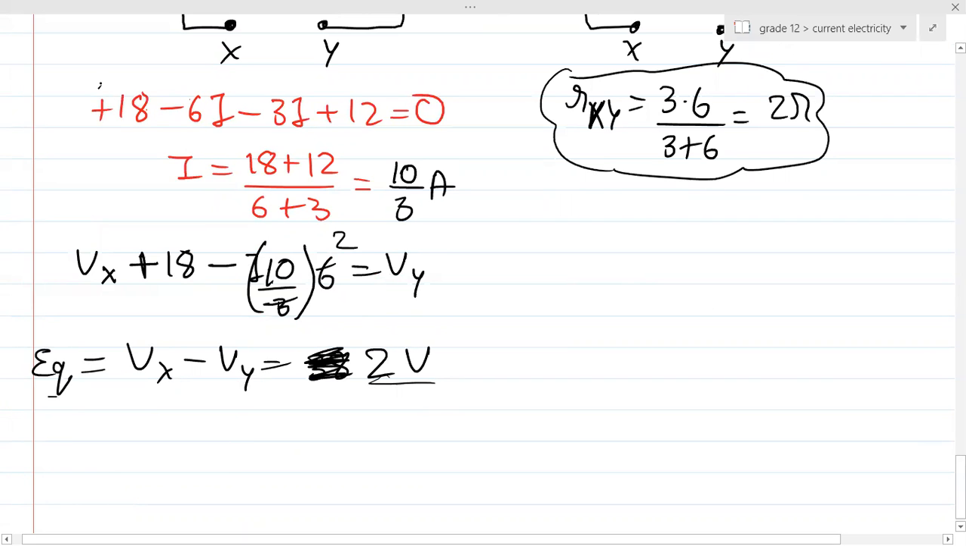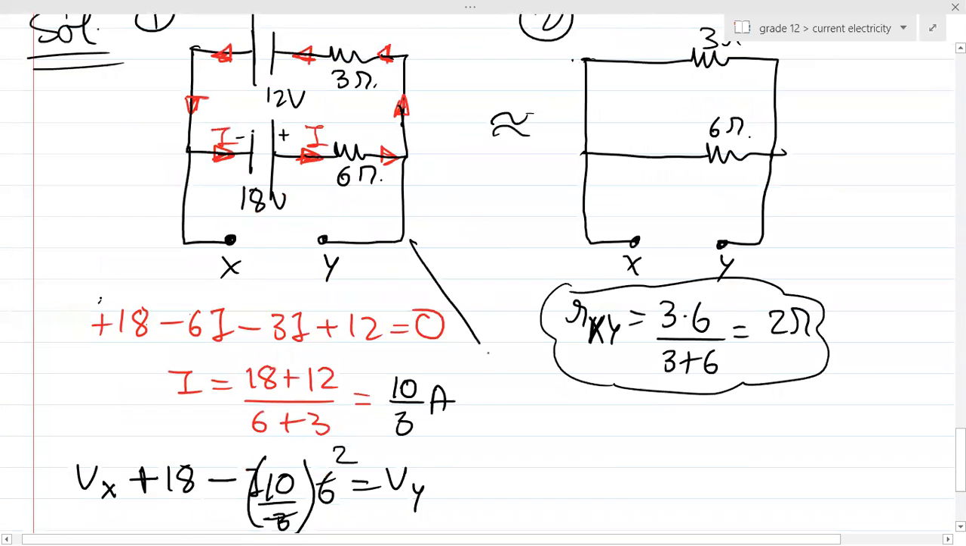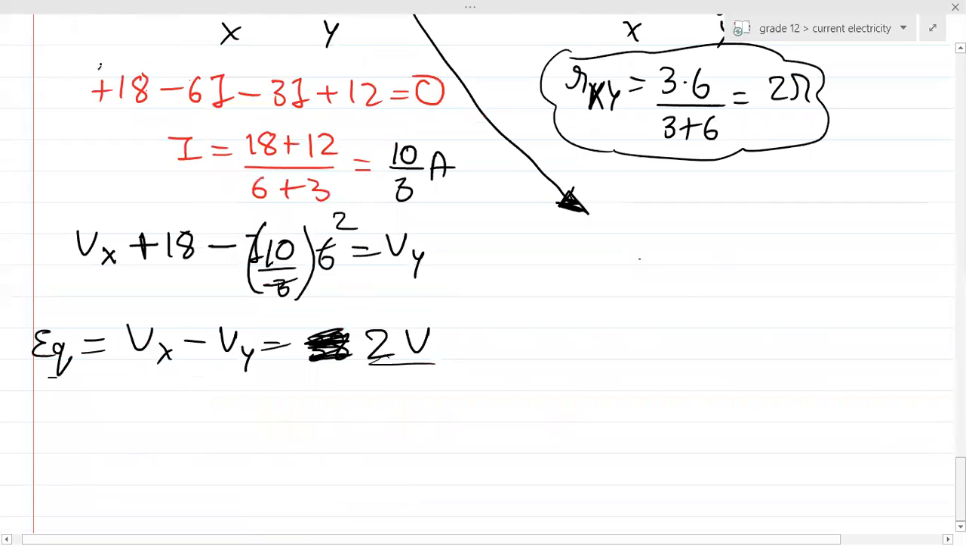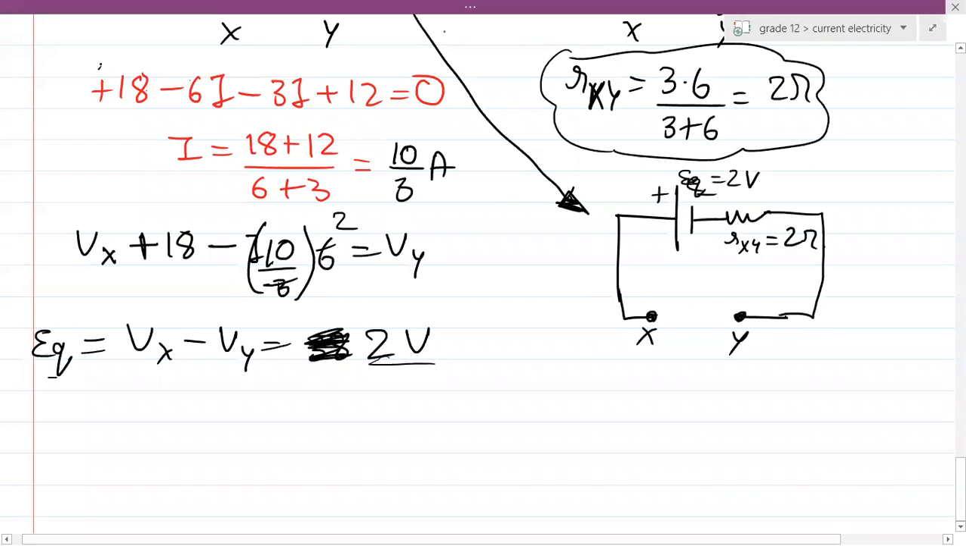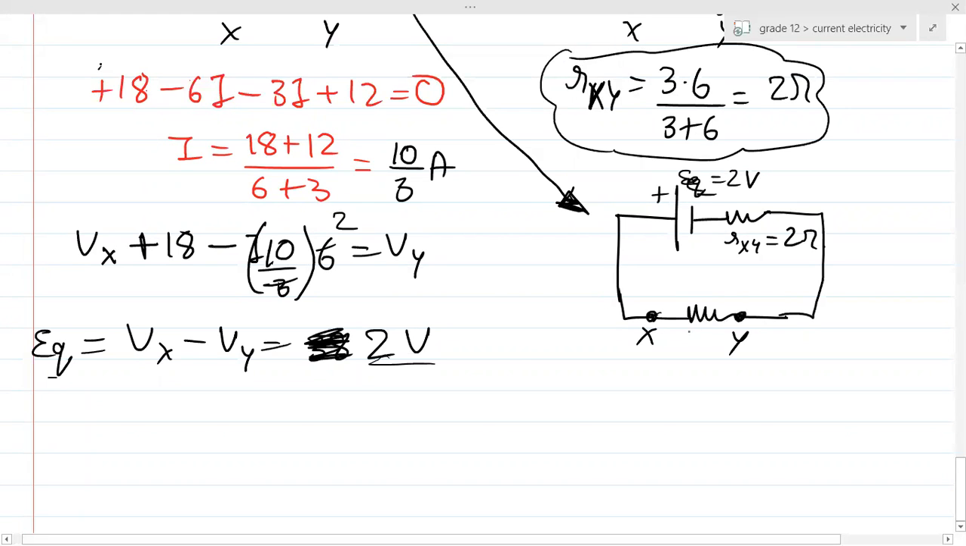Okay, so what will you do? The final circuit: from here, you will just assume that there is one battery and X was bigger, right? So basically Vx minus Vy. So can you see E equivalent, which is 2 volt, connected with RXY, which is 2 ohm, and this thing is connected to X and Y. And now after this, the last step will be to connect the 4 ohm resistor, and what is the current now? 2 divided by 2 plus 4, which is the answer. Is this clear?